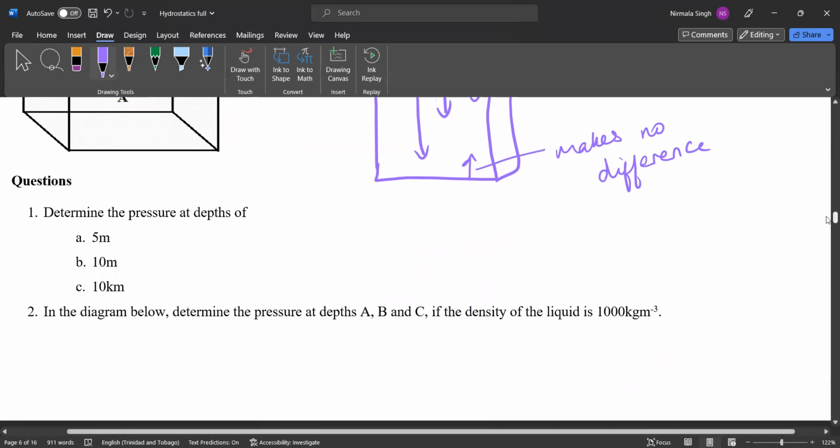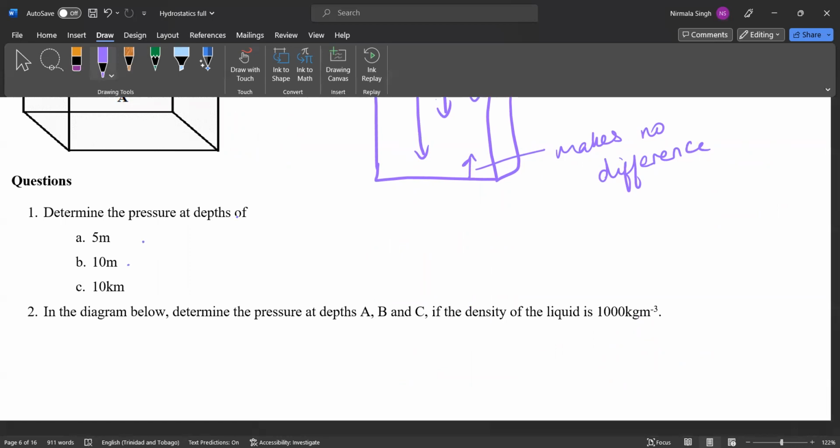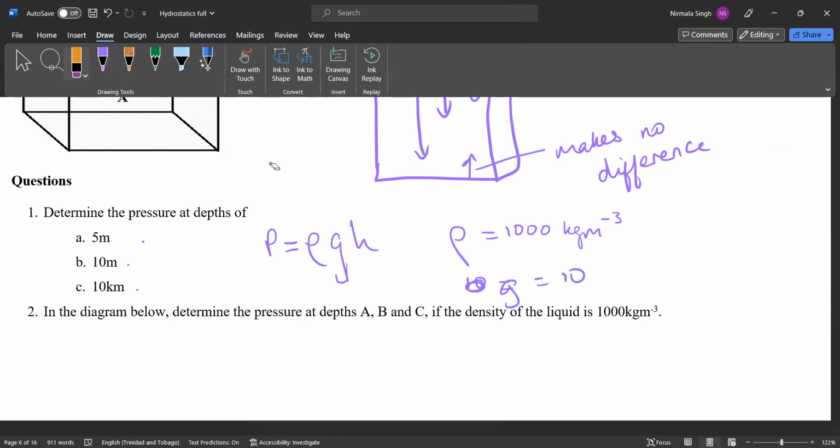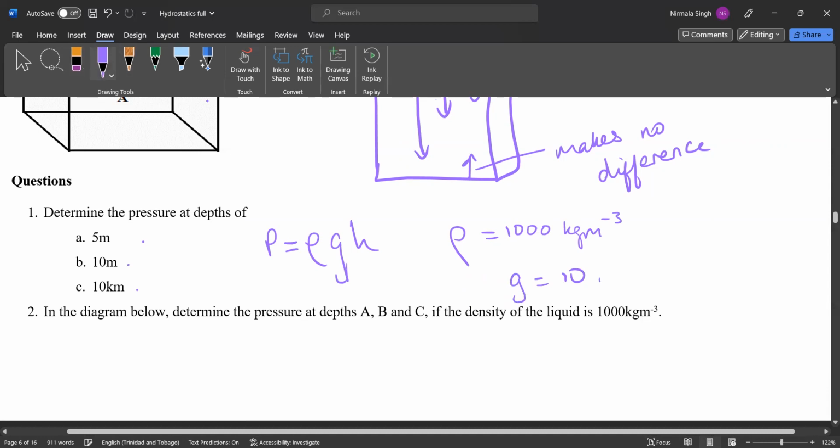So let's determine the pressure at depths of 5 meters, 10 meters, and 10 kilometers. Our pressure equation is rho g h, where the density of water is 1,000 kilograms per meter cubed, and gravity is equal to 10. So you all can go and give these a quick workout.